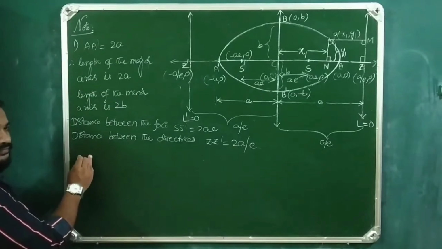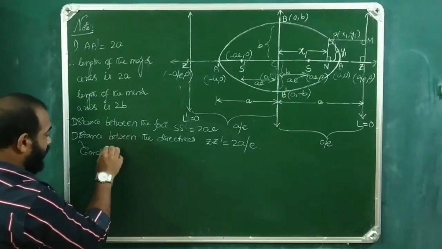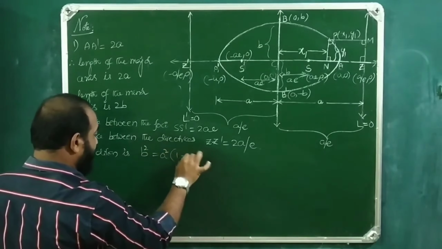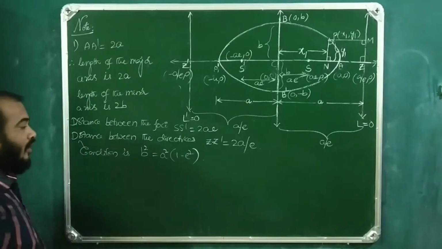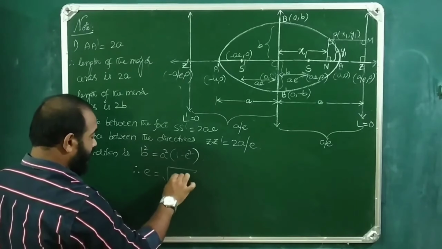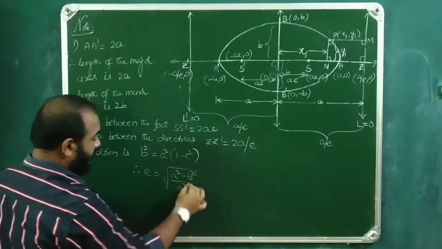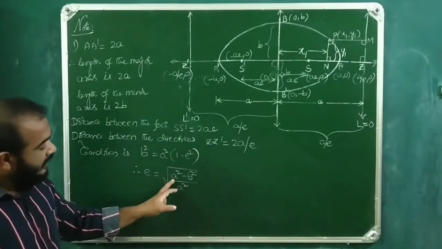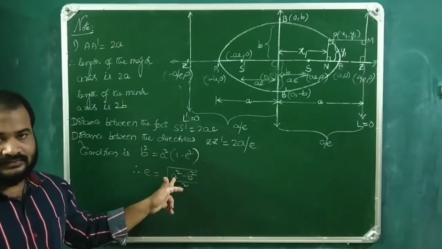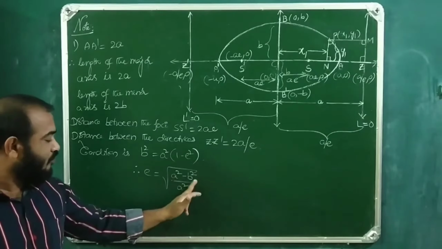What is the condition? The condition here is B square equals A square into 1 minus E square, where eccentricity E equals square root of A square minus B square by A square. So, bigger minus smaller, because A is the length of the major axis and B is the minor axis.